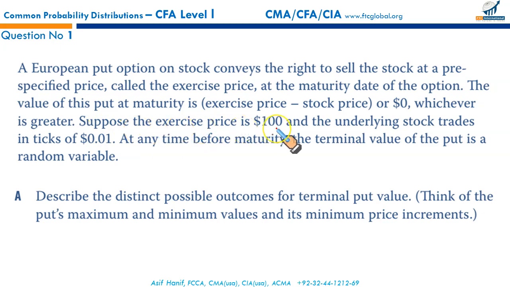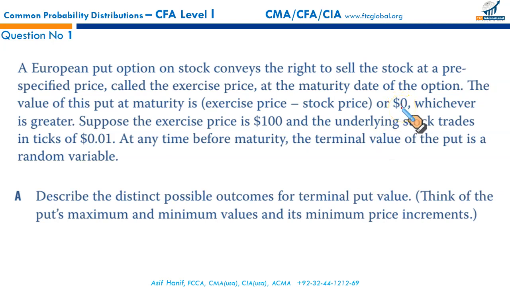Suppose the exercise price is $100 and the underlying stock trades in ticks of $0.01. At any time before maturity, the terminal value of this put is a random variable. Now the question is, even if we don't have any knowledge of derivatives, describe the distinct possible outcomes for terminal put value. This is just the hint given by the writer: think of the put's maximum and minimum values and its minimum price increments.